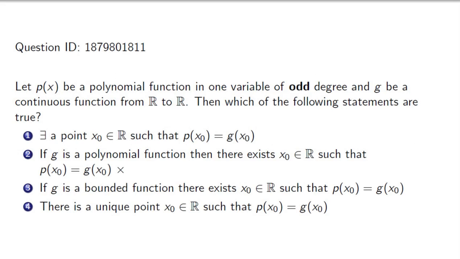Option 1 says that there exists a point x_0 belonging to R such that p(x_0) equals g(x_0), but we have already given a particular example of p and g for which this is not true, and hence 1 is also false.